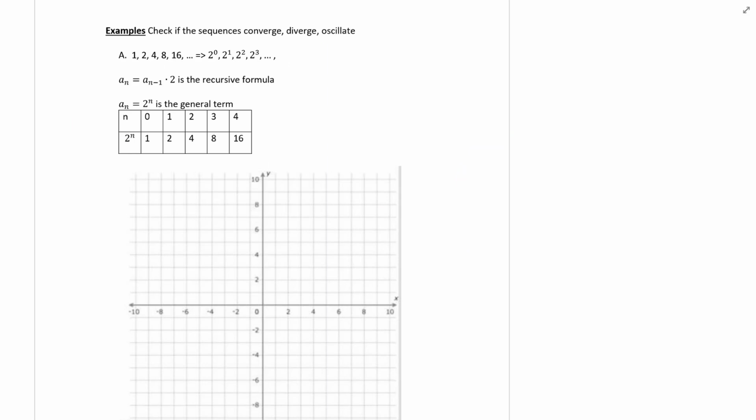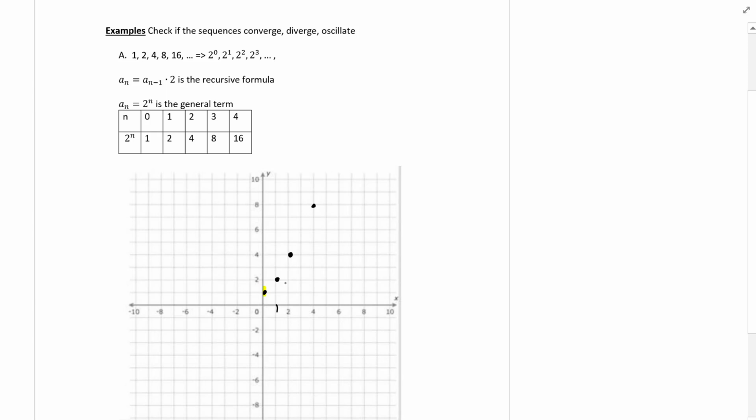So let's take a look at this problem. Check if the sequence converges, diverges, or oscillates. So we have 2 to 0, 2 to 1, 2 to 2, 2 to third, and so on. So we actually can plot the points. So for 0, we get 1. For 1, we get 2. For 2, we get 4. For 3, we have 8. For 4, we have 16, all the way.